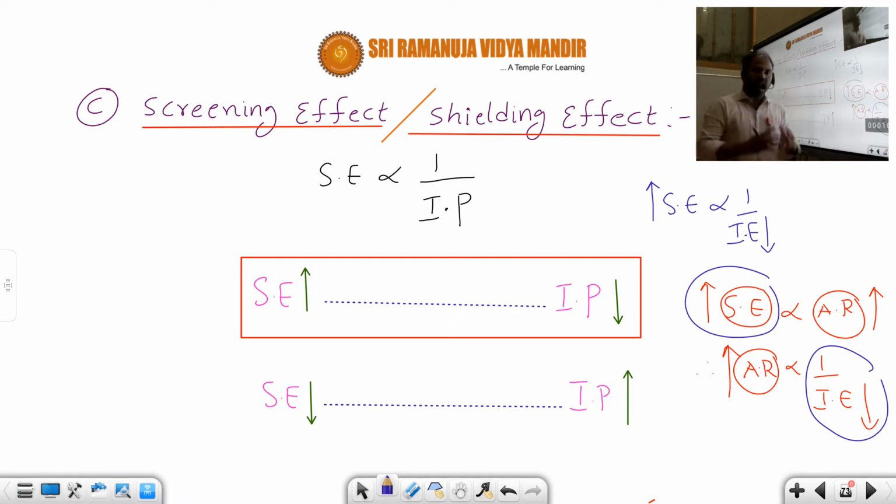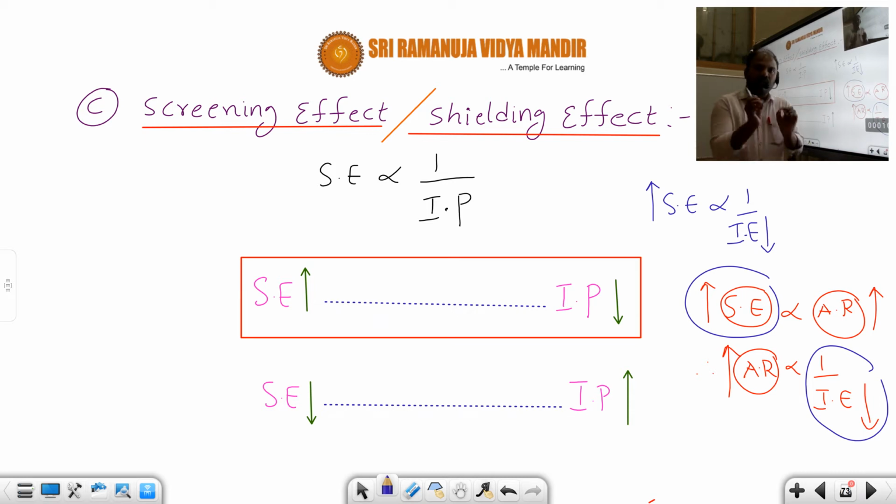How can you understand this? When the shielding effect increases, repulsions develop between the inner electrons and the outermost electron. Due to these repulsions, distance increases, and atomic radius increases. Whenever atomic radius increases, the outermost electron is loosely bound. That means the net attraction on the outermost electron is very less, so that electron is loosely bound. When the electron is loosely bound, a little amount of energy is enough to remove that electron.